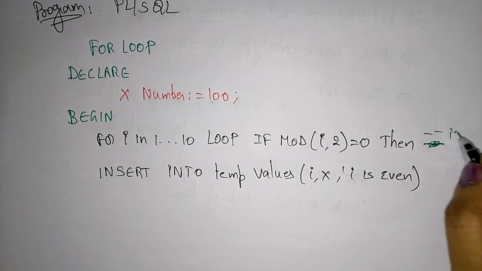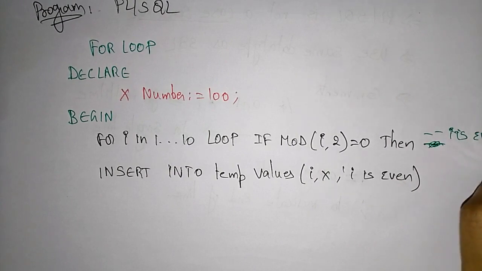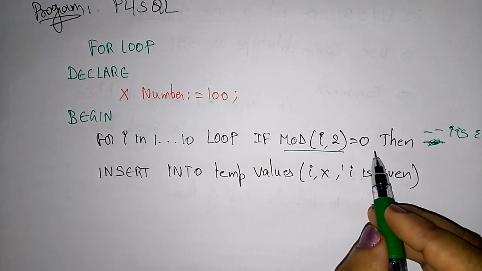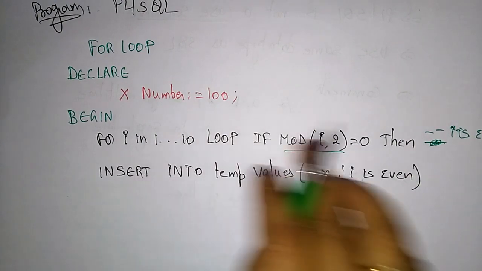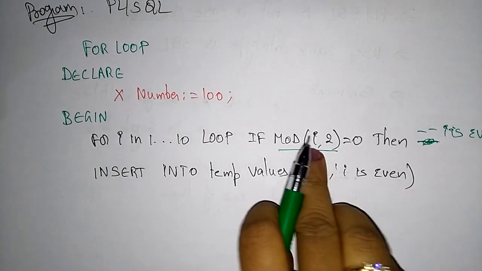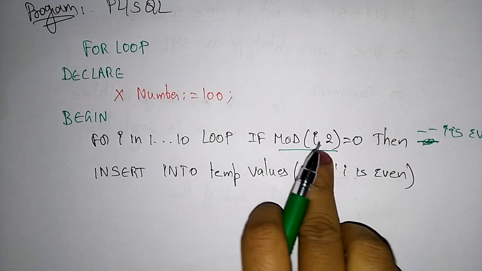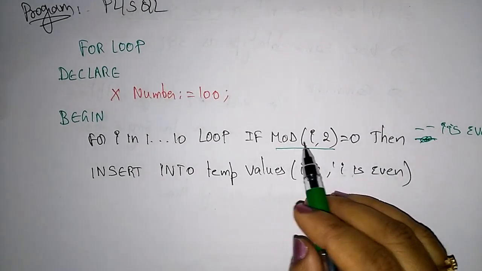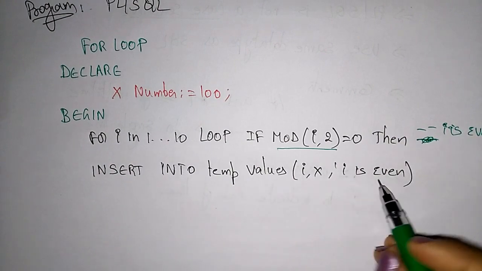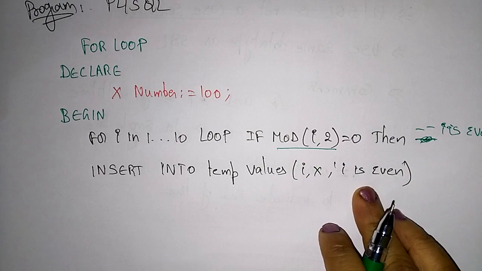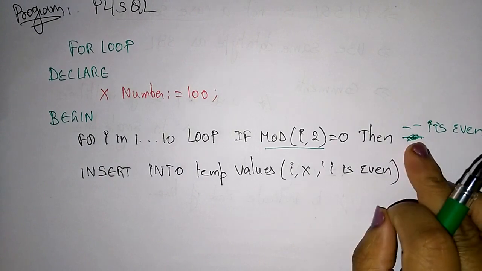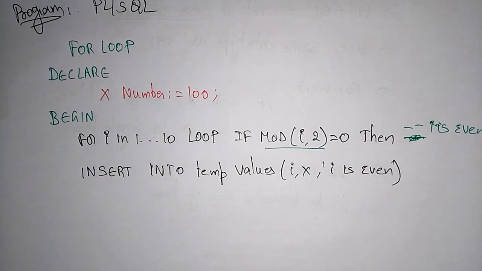Here it is showing I is even, meaning this condition MOD(I, 2). If MOD(1, 2) is not equal to 0, then I is an odd number. If MOD(2, 2) is 0, and so on up to 10 numbers you have to check. I is from 1 to 10: first 1, next 2, next 3, 4, like that. So if MOD(I, 2) is 0, then you have to insert the values of I and x, and display 'I is even'. So this step checks whether I is even or not.